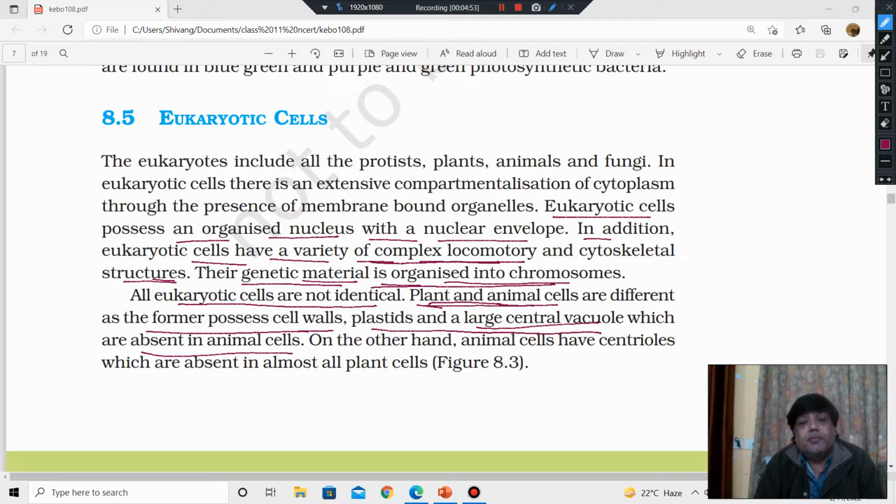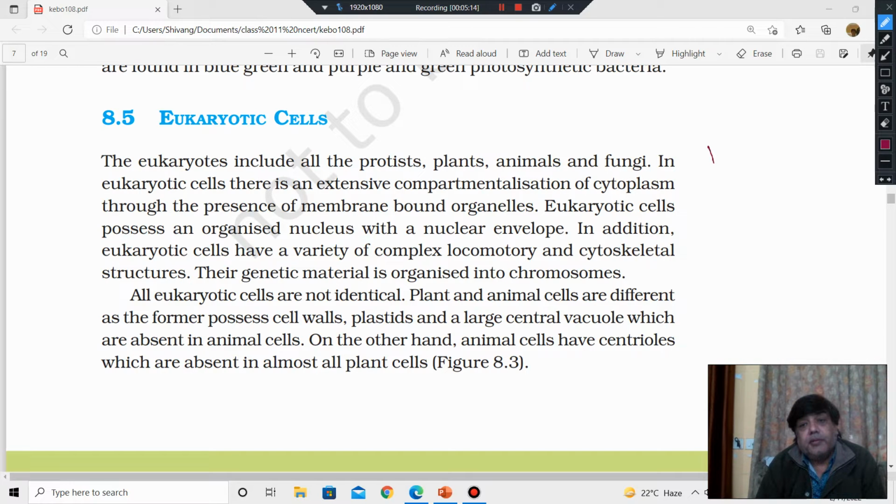Whereas large central vacuole is absent in animal cells, and plastids also are a characteristic feature of plant cell, whereas plastids are not present in animal cell. On the other hand, animal cells have centrioles, which are absent in almost all plant cells. So this is the basic difference between plant cell and animal cell. In case of plant cell, the outermost boundary is the cell wall. Cell wall is present, whereas cell wall is absent in case of animal cell. Plastids are present in case of plant cell, whereas plastids are absent in case of animal cell.